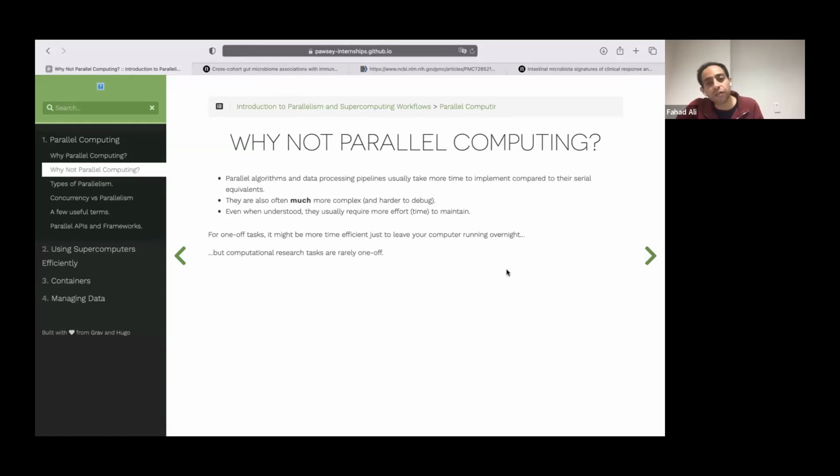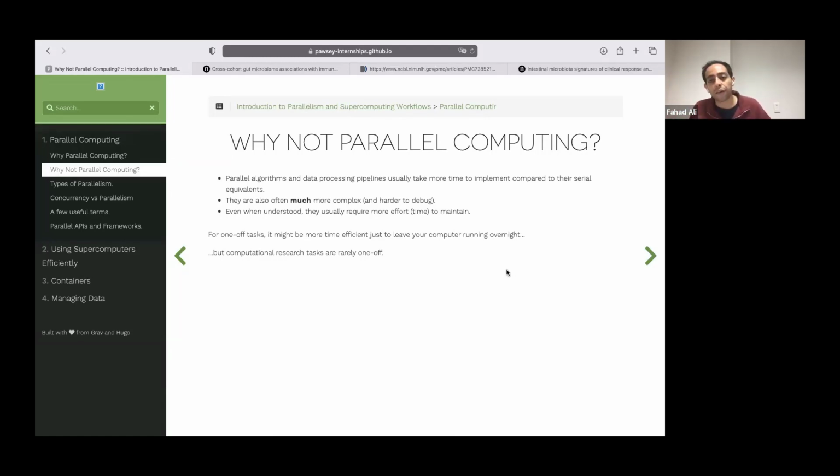But there are also limitations to parallel computing. And one of those key limitations is that implementing a parallel computing pipeline is not necessarily as straightforward. Okay, so if you want to write code for a serial computing task, it's usually very easy. I hope that all of you have had at least some experience in coding, so you will know if you want to write a program to do a basic task, it's easy enough to write.